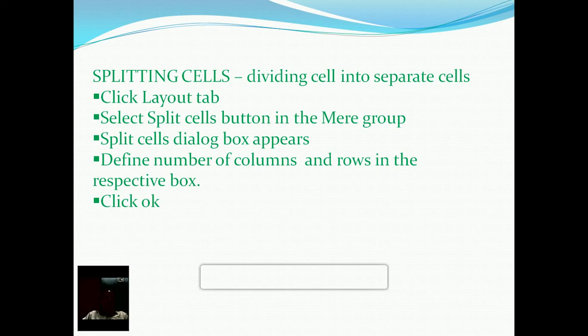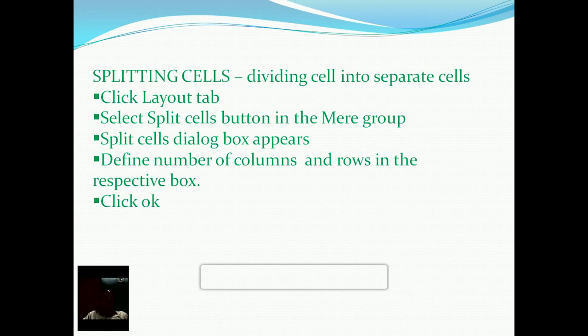Splitting cell. Splitting cell means dividing a cell into separate cells. Sometimes a single cell you want to divide into two or more cells, then we can use the split cell option. So for this splitting purpose, we just click the layout tab and select the split cell button in the merge group, and the split cell dialog box appears. Define the number of columns and rows in the respective boxes, because the cells can be further divided into further columns and further rows.